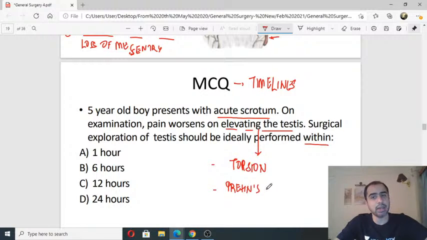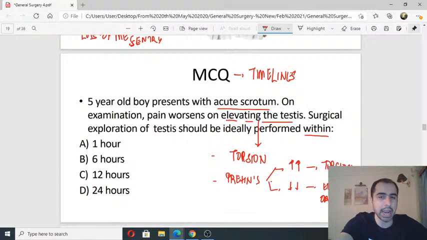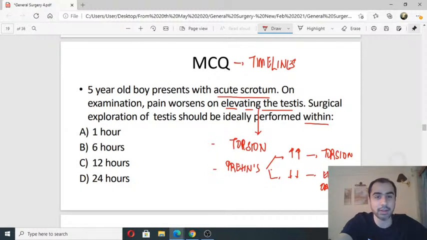In Prehn's sign, I elevate the testes. If the pain increases, it is torsion, because when I elevate the testes, the ischemia will worsen. When I lift the testes, it will become more ischemic, so more pain. If the pain decreases, then it is epididymo-orchitis. Right? Then it is epididymo-orchitis. That is Prehn's sign. Angell's sign and Deming's sign are others. They are different signs.